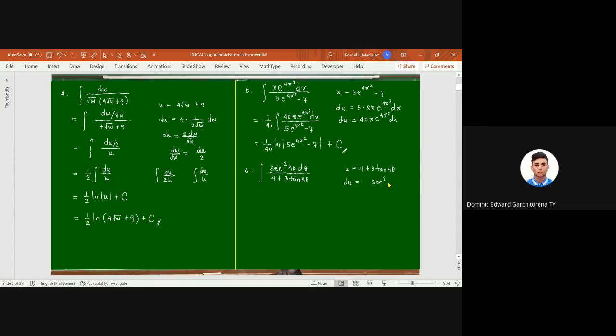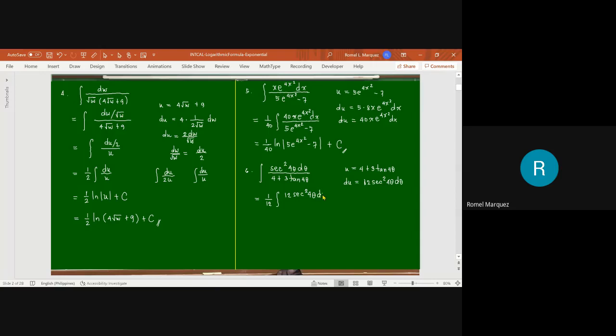Secant squared. Then, 4 theta. Derivative ng 4 theta? 4, right? Then, times 3. So, 12 now, right? Then, times differential of theta, or times d theta. Let's check. Is the numerator correct as differential of the denominator? Almost, sir. Almost, except of this constant 12, no? So I'm going to multiply by 1/12 outside because I'm going to supply 12 as a factor inside, which is actually in the numerator, no?